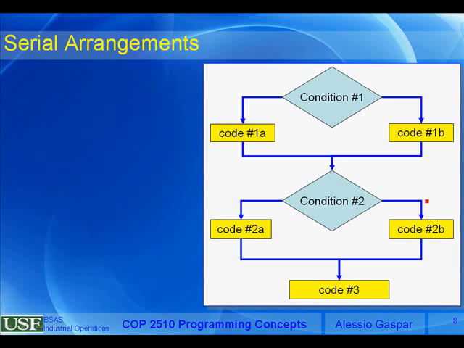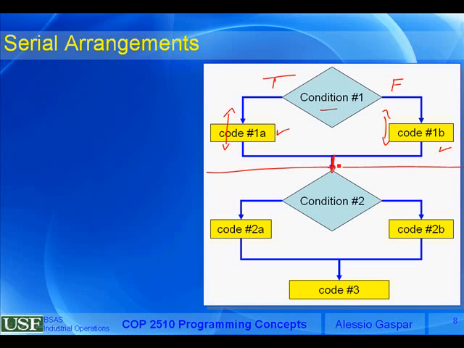The idea is that you have a first conditional statement here with a condition number 1. Some code is executed in the case condition number 1 is true, and some code is executed in the case condition number 1 is false. And then, no matter how many statements you have here or here, once you are done executing the conditional statement, you will branch to the next statement in your program.